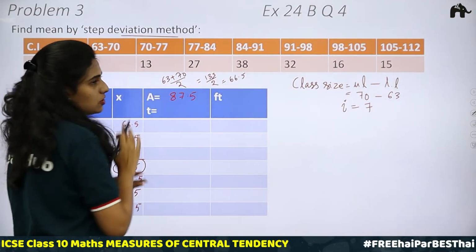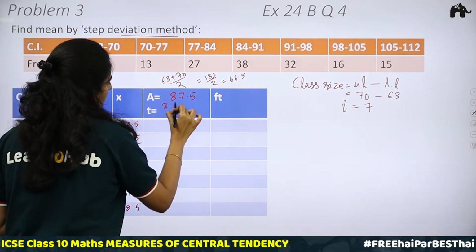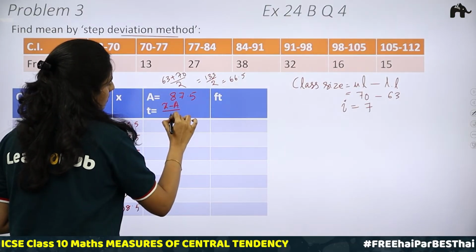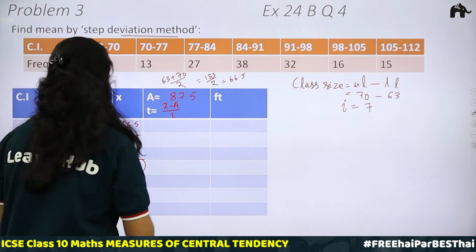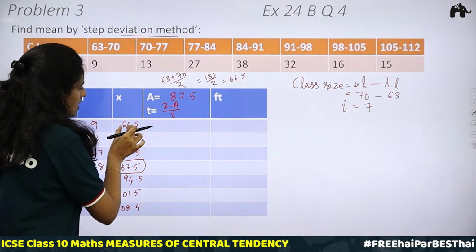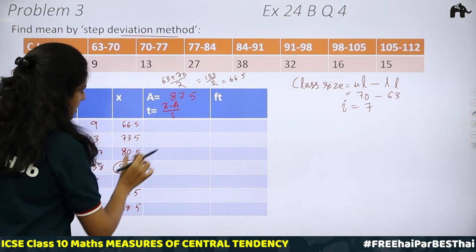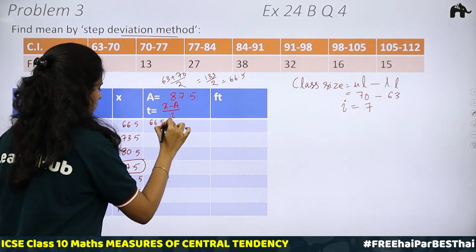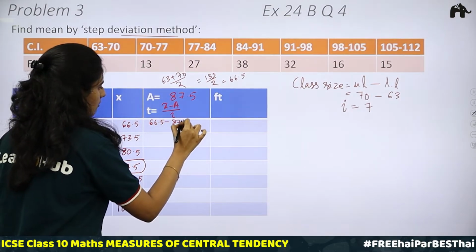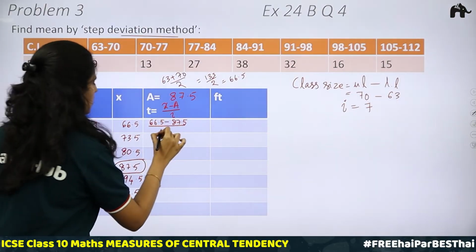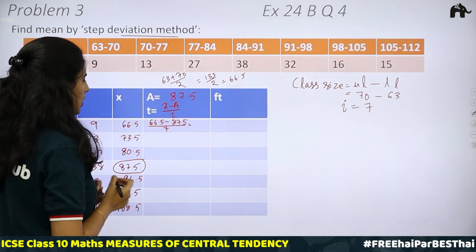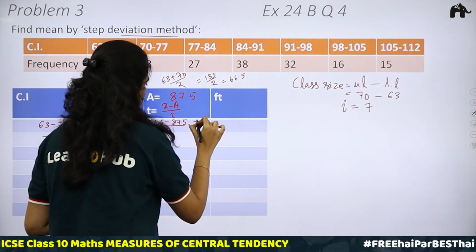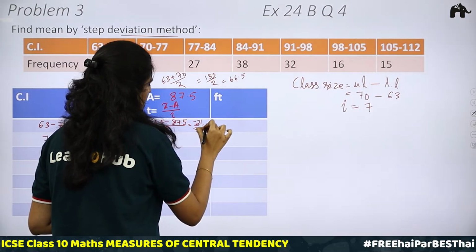In order to get t, we have to subtract assumed mean a from the mid value x and then divide with i, which is the class size. So take the first set of values. Here we have 66.5 and a is equal to 87.5. 66.5 minus 87.5 divided by i is equal to 7. And that is equal to 66.5 minus 87.5, you will be getting minus 21. So minus 21 divided by 7, which is minus 3.